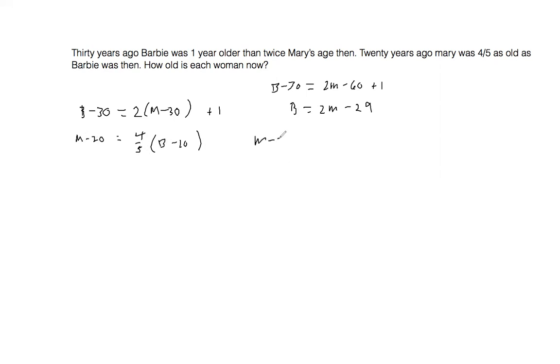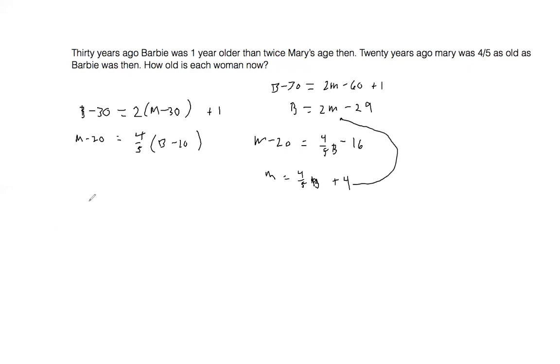Now what I'm going to do is simplify the second equation. So I've got M minus 20 equals 4/5 B minus 16. That's because I canceled out my 20 with my 5, you get a 4. 4 times negative 4 gives me negative 16. Now I'm going to move my 20 over. So I get M equals 4/5 B plus 4.